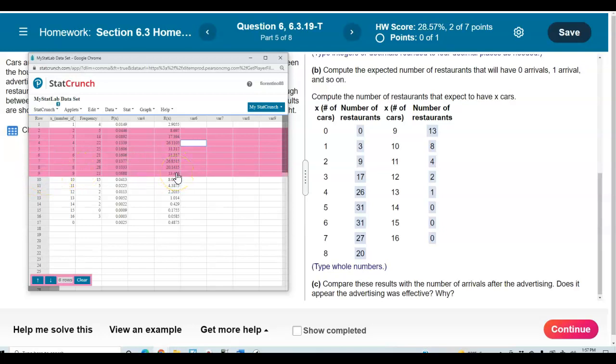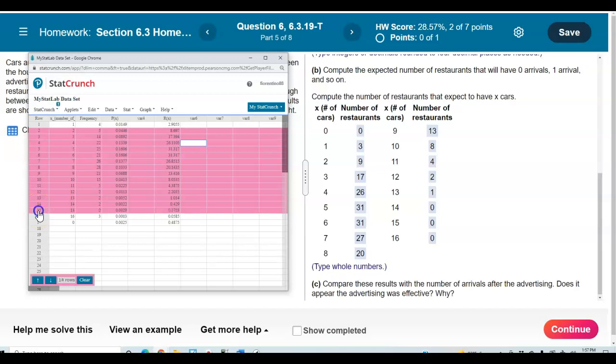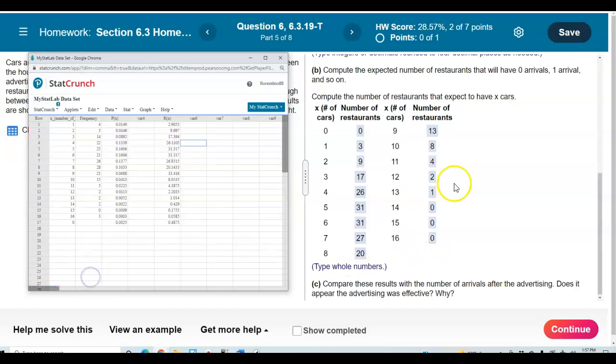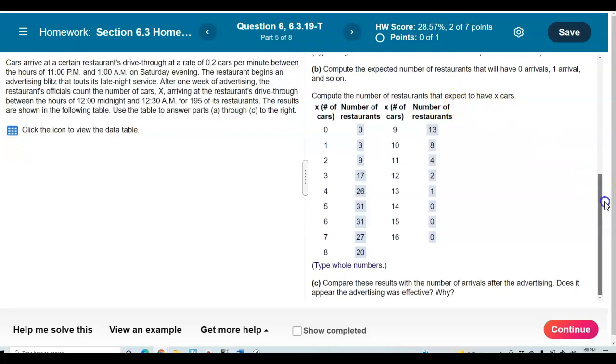9 gives us 13. 10 gives us 8. 11 is 4. 12 is 2. 13 is 1. 14 is 0. 15 is 0. And 16 is 0. And therefore now we have all of our values in here for the number of restaurants that expect to have X cars. Now the next question says, compare the results with the number of arrivals after the advertising, and does it appear the advertising was effective, and why?